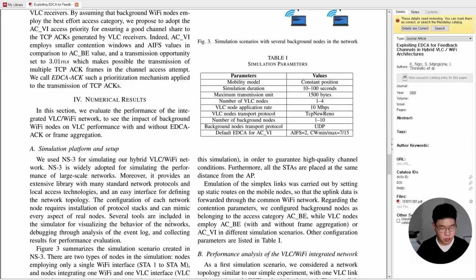Figure 3 summarizes the simulation scenario created in NS3. There are two types of nodes in the simulation.